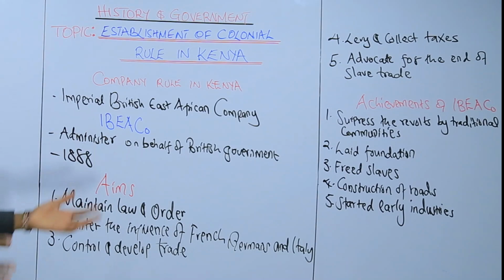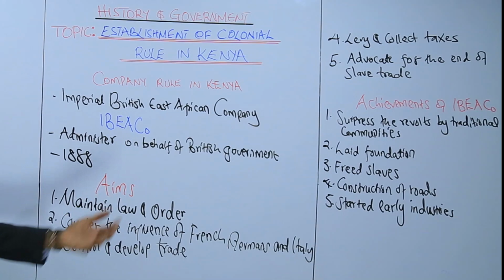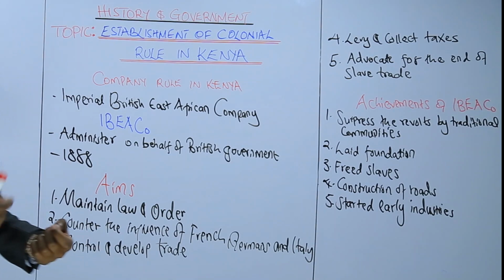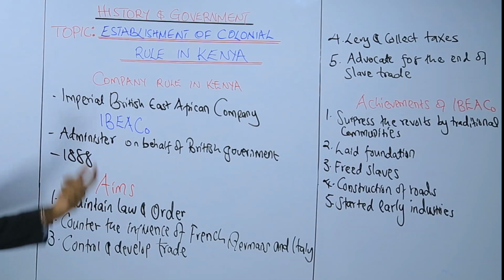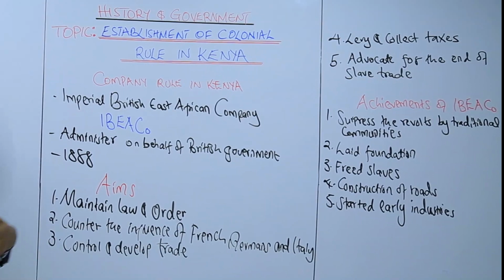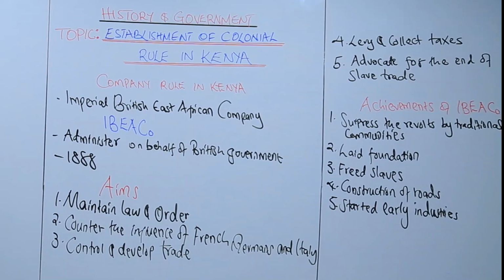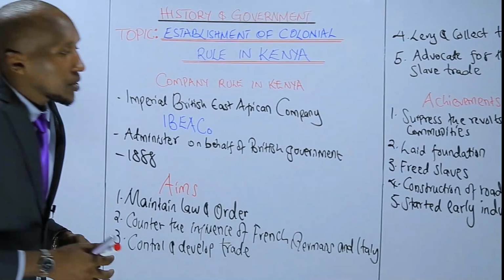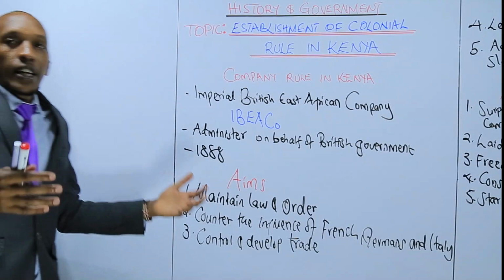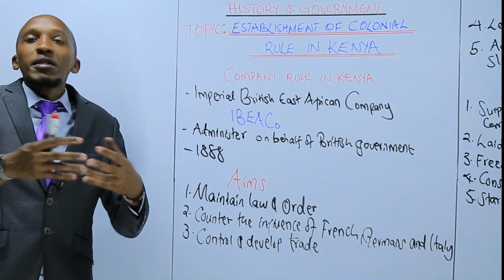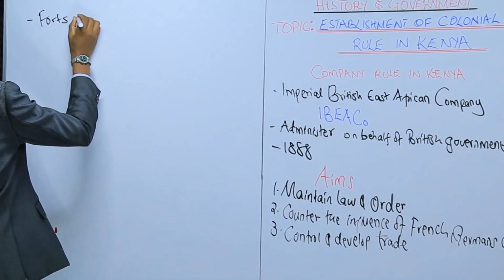So those are some of the achievements acquired by the company that was acting on behalf of the British government. Even with those achievements, the Imperial British East African Company made a lot of significant influence, because they effectively occupied this territory of Kenya. It was effectively led by the company. So they made several forts or centers of administration. You could also mention that as another impact made by the company. These forts were also referred to as bombers.